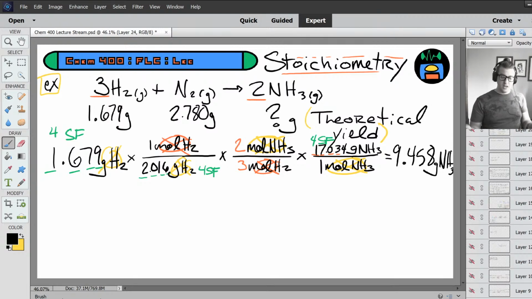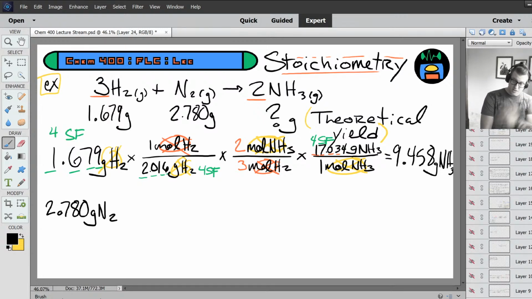Before we can determine that, we need to do the same calculation starting with our mass of nitrogen, which is 2.780 grams. And then we have to compare. Whichever one is lower is the theoretical yield, and it came from the reactant that ran out first, i.e. the limiting reactant. So we need a unit conversion that'll convert grams of N2 to moles of N2.